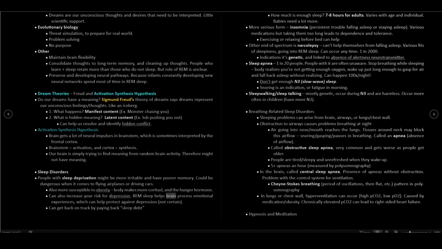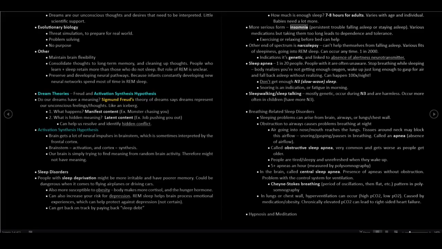REM sleep helps the brain process emotional experiences, which can help protect against depression, though this is not certain. You can get back on track by paying back sleep debt. How much is enough sleep? 7 to 8 hours for adults. It varies with age and individual. Babies need a lot more.